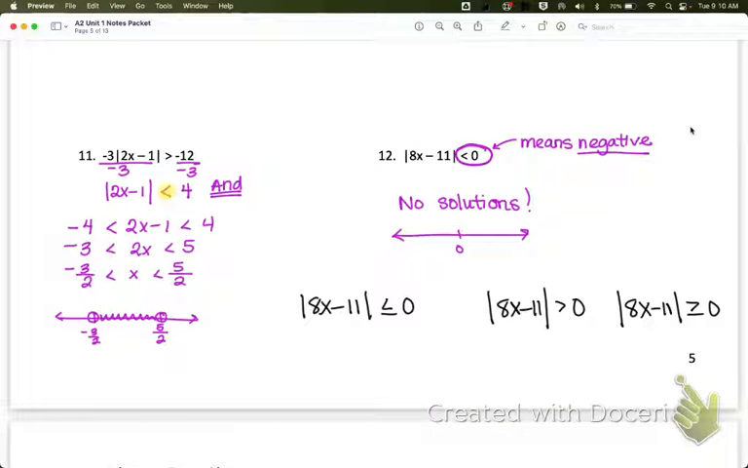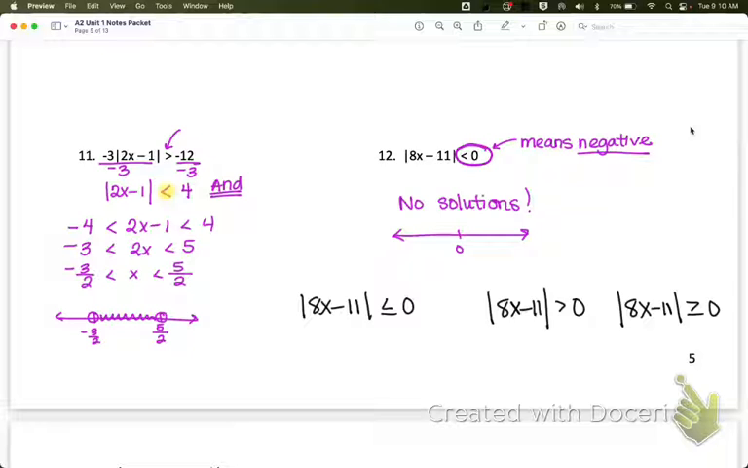All right, we're back. So on number 11, the tricky part here is notice that this first inequality doesn't matter yet because the absolute value is not by itself. We have to take care of that first. And since to do that, we have to divide by negative 3, look what happens. That ends up flipping our inequality. So even though it might have looked like an "or" at first, it really turns out to be an "and" inequality. And we can solve from there, and that should be the answer that you get.